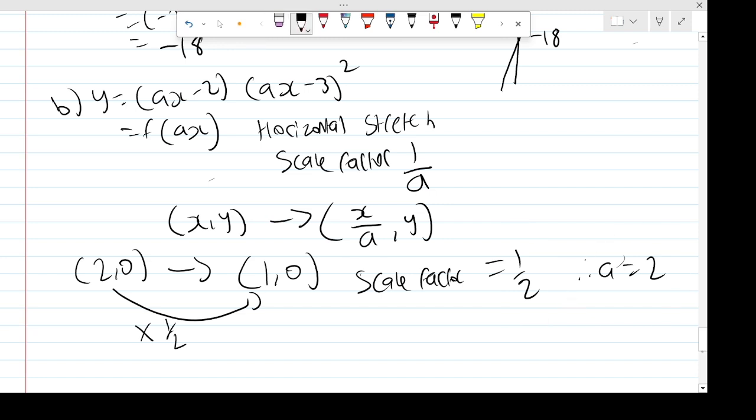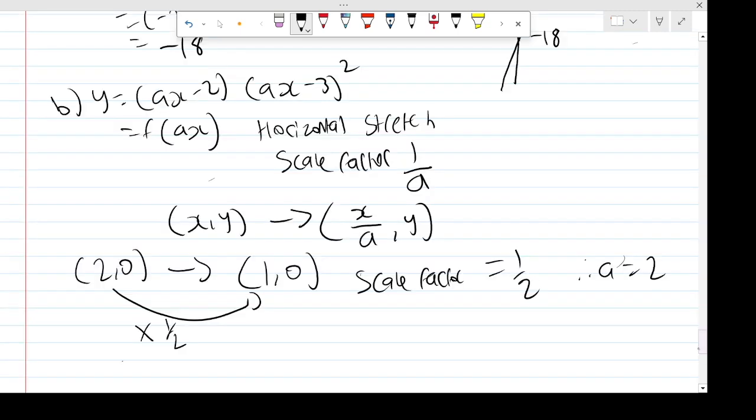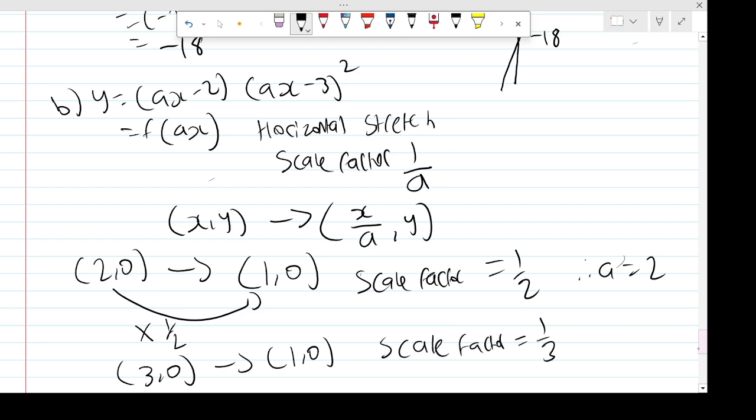We're going to do the same with the other root. The other root is at 3, there. So now I want 3, 0 to then go to that new point 1, 0. I want to transform 3, 0 to 1. So again, I need to do that by a scale factor of 1 over a. Well, how am I going to get from 3 to 1? What am I multiplying 3 by to get to 1? It's going to be a third, isn't it? 3 times a third is 1.